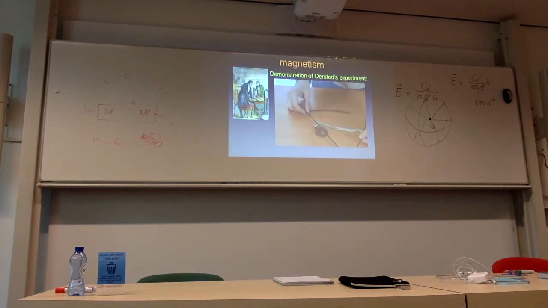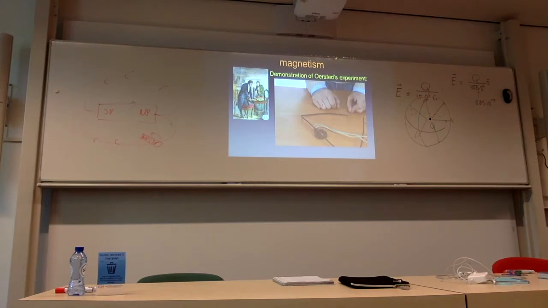Nothing's happening. Why? Well, it's because the compass has a magnetic field and the wire has an electric field. They do not feel each other. But now he's going to make the electric field move in space. Why? Because the charge is going to move in space. It's going to be a current. It's going to attach to a battery. Note the magnet. There you go.